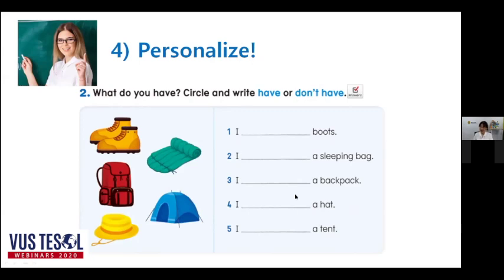Yes, someone asked me, what if the students haven't learned the negative of have? Yeah, this is just an example, right? I'm not going through the actual unit. I just pick some examples, okay? So before you do this, of course, you have to teach the negative form of have. You have to teach don't have, right? So this is just an example to show you the personalization activity, okay?